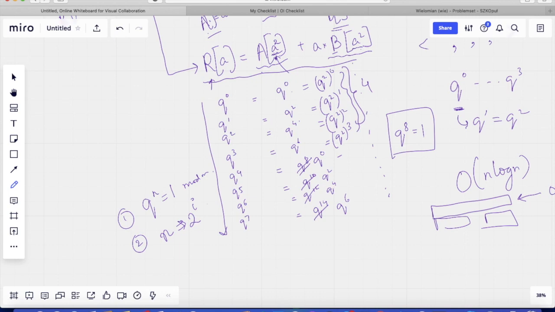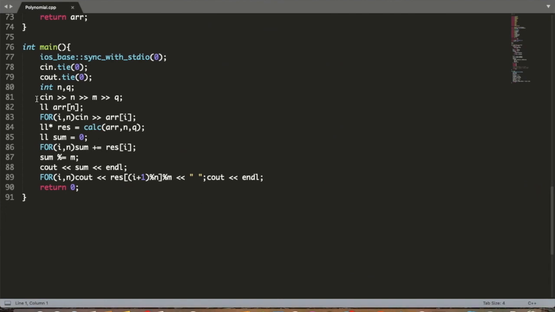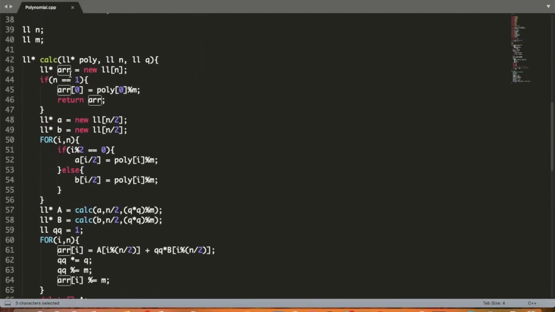It is exactly how we had described it here. First we get n, m, q, we form our array, we take the input, and then we call calc. So calc, I pass in arr, I pass in n, and I pass in q. Inside the calc function, n equal to 1 is the base case, right? So in n equal to 1, the q that you are getting is actually q to the power 8, so that is why it just becomes 1. Hence I have just set it to poly of 0. Poly of 0 means the coefficient basically, and then I have just returned the array.